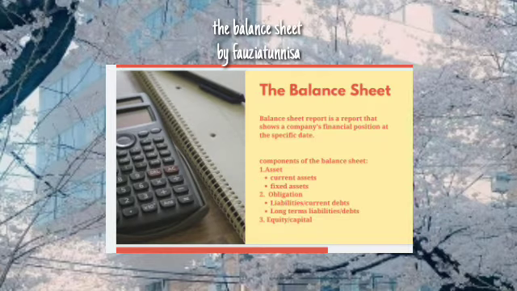The balance sheet. The balance sheet is a report that shows a company's financial position at a specific date. The balance sheet is one of the 5 main financial statements of a company. There are 3 components of the balance sheet, namely number 1, asset, number 2, obligation, number 3, equity or capital.